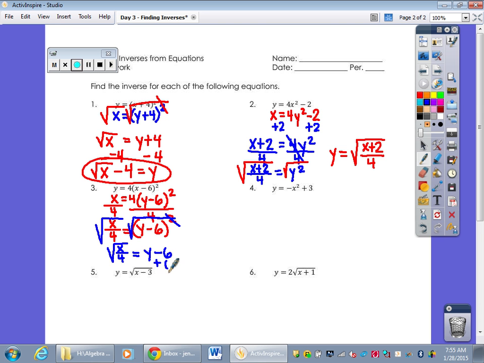And then you would add 6 to both sides. Okay, and the 6 should be added after the square root, not inside. So I'll put it over here. So y would equal the square root of x divided by 4 and then plus 6 outside of the square root.